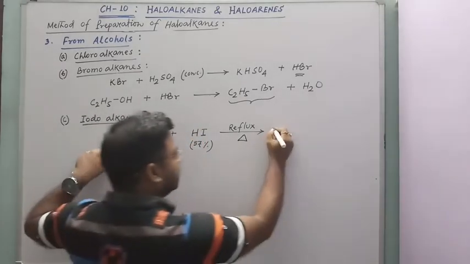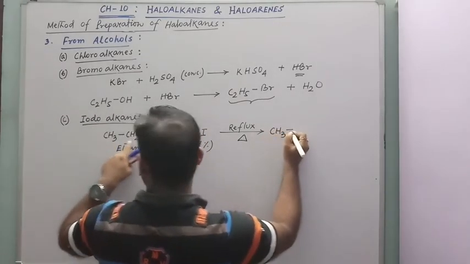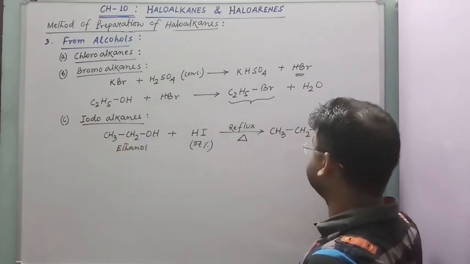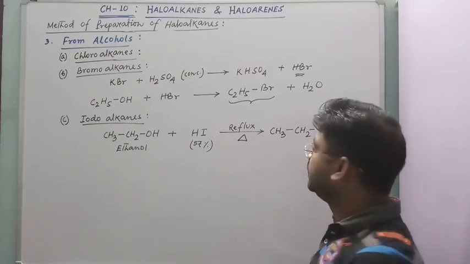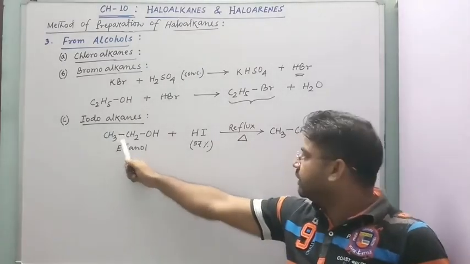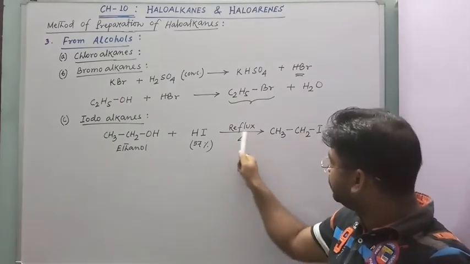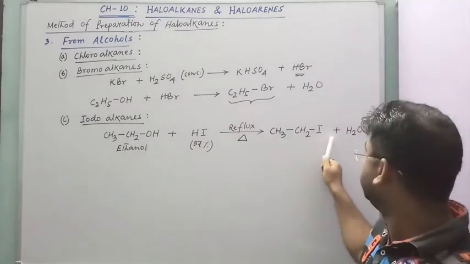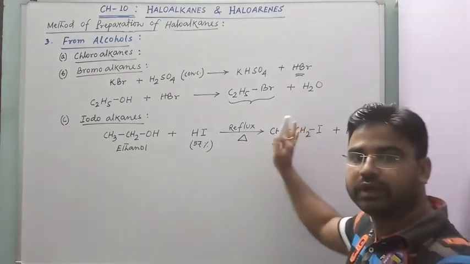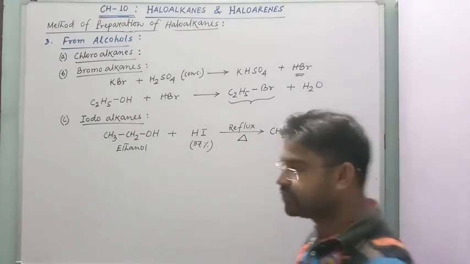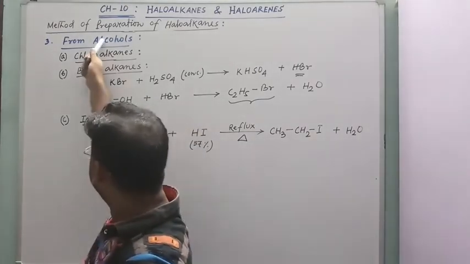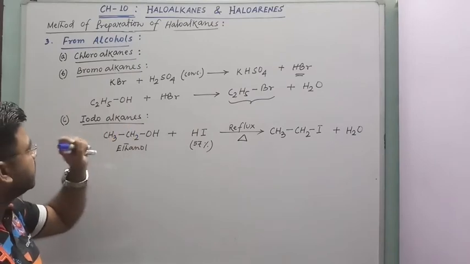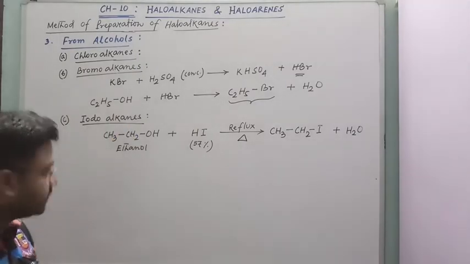H2O is removed and it gives CH3CH2I plus H2O. So when ethanol is refluxed with constant boiling hydrogen iodide, iodoalkanes, here iodoethane, are formed. Clear? So from alcohol we can prepare chloroalkane, bromoalkane as well as iodoalkanes.